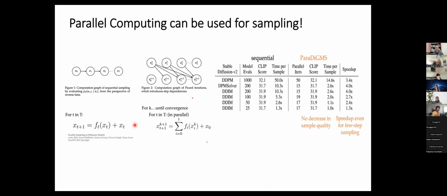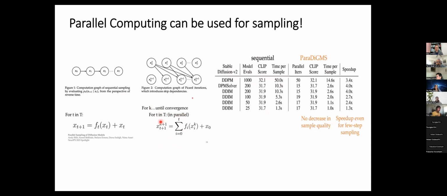So this is a computational graph of the sequential sampling for the naive diffusion sampling in the diffusion model. Yeah, you recursively update these samples. But here you can create this very specific computational graph with skip dependencies, and you only do the capital K iterations instead of doing the capital T iteration computations. In practice, this capital K is much smaller than the capital T.